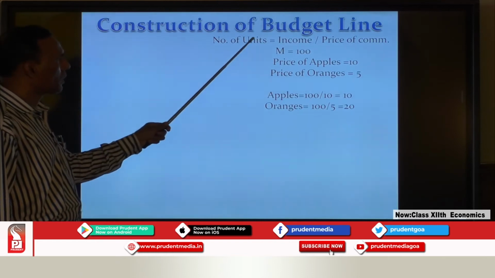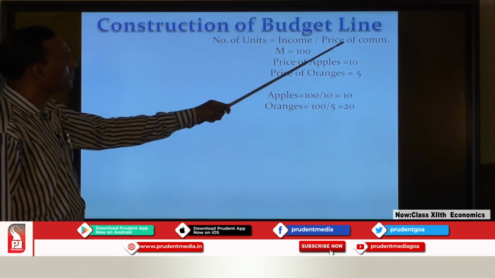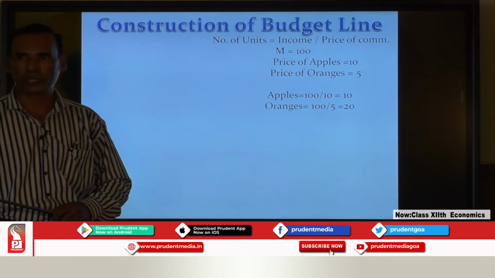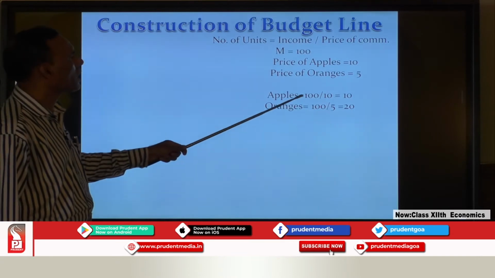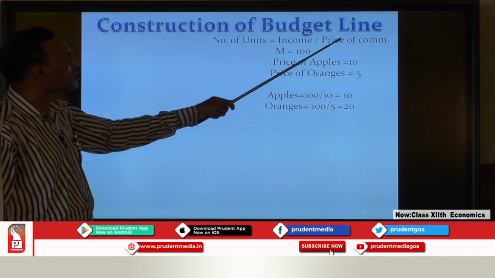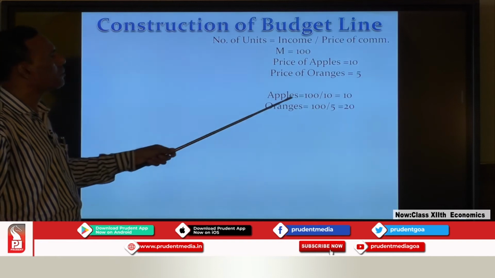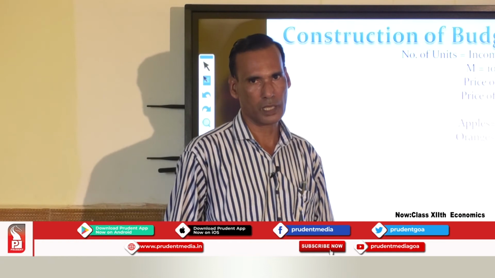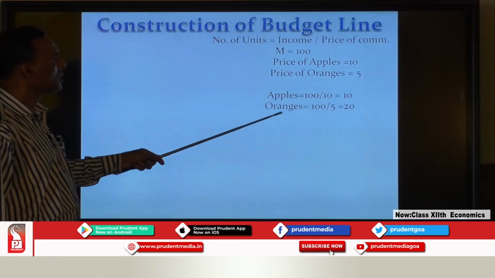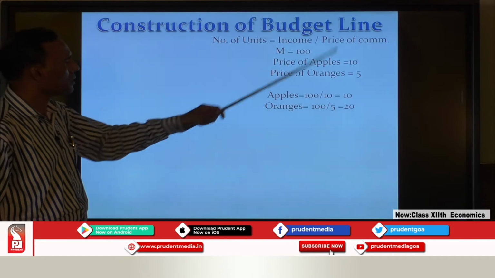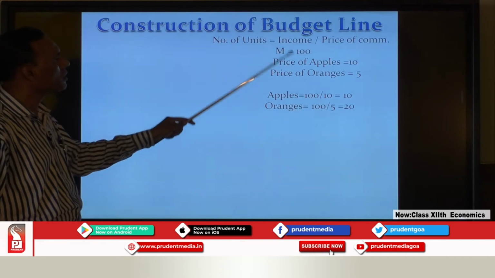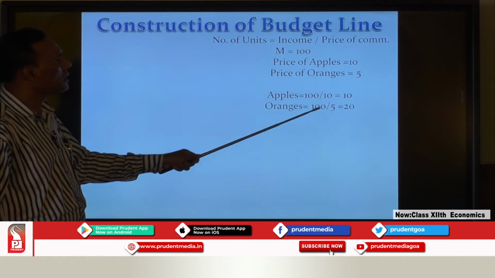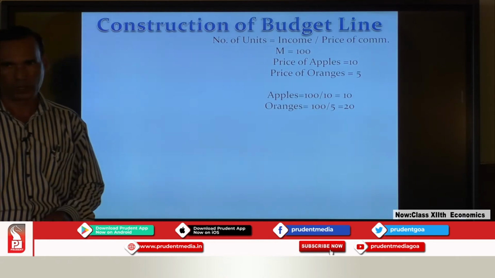Now, using this formula, income upon price of the commodity, I am calculating how many units of a commodity I am purchasing. So 100 rupees is my income, price of apples is 10. So 100 divided by 10 gives you 10. Oranges, income upon price of the commodity. So income is 100 rupees divided by the price of oranges, which is 5. So 100 divided by 5 gives you 20.